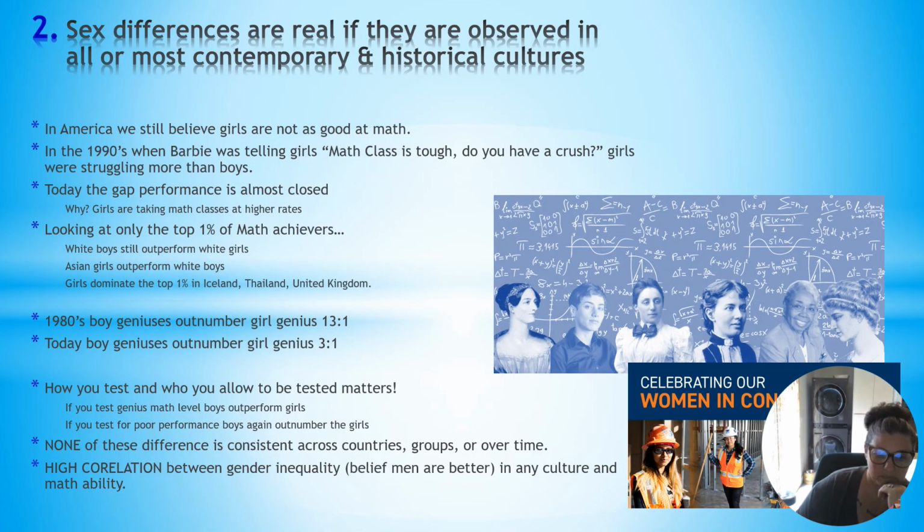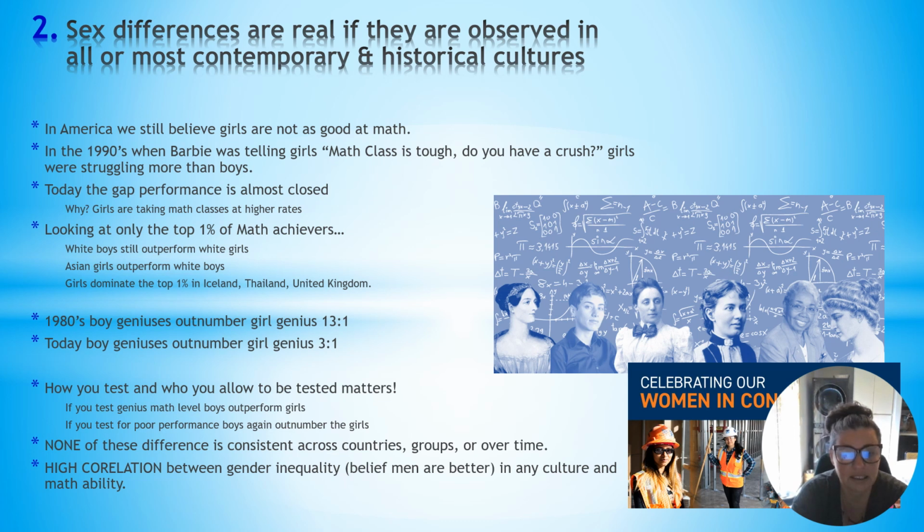So let's talk a little bit about that, right? Because sex differences are considered to be real if they're observed in all or most contemporary and historical cultures. As Americans, we tend to think, well, math, right? Men tend to do better on math. What we don't realize is we've been socialized to believe men do better on math, and it's not necessarily a true and observable clear trait. So we still believe girls today are not as good at math as boys are.